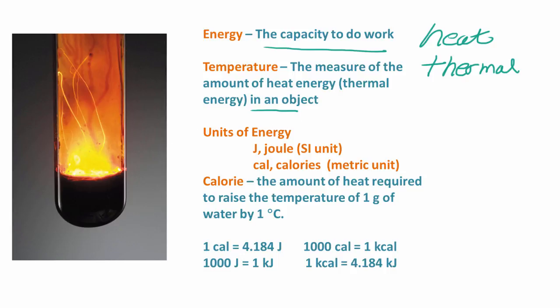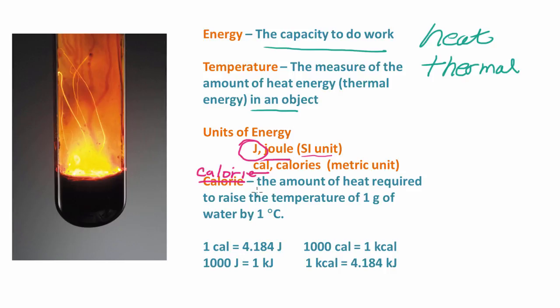Let's take a look at some units of energy. The SI unit is called the joule, and it's represented with a capital J. The metric unit is the calorie, and that is represented as lowercase cal. And we're all familiar with calories. So a calorie, and actually I'm going to cross this out because this should be a lowercase c. And I'll tell you why in a minute because it is important.